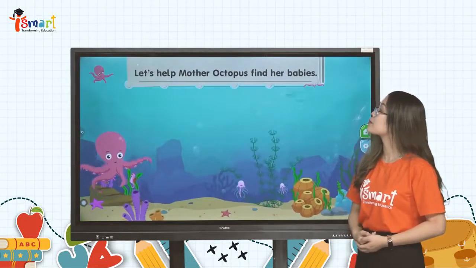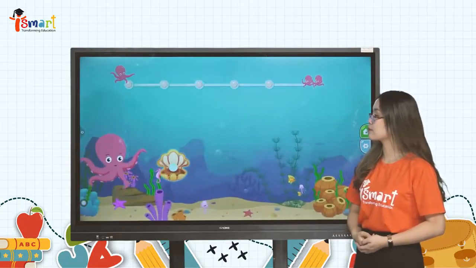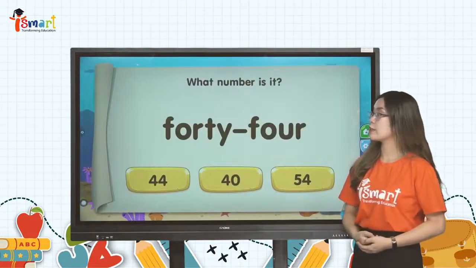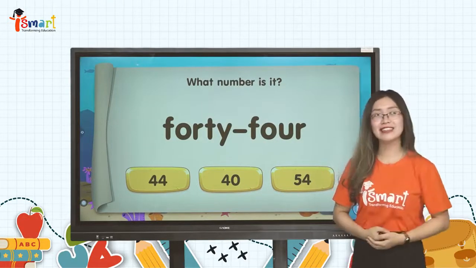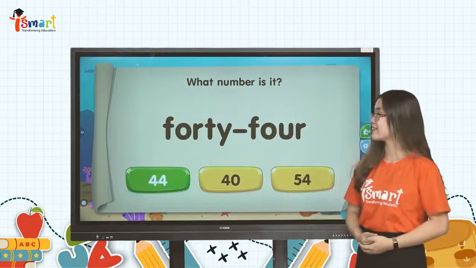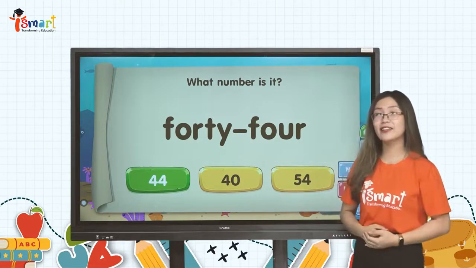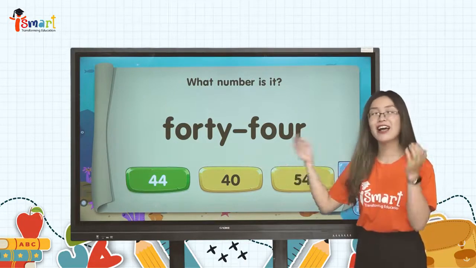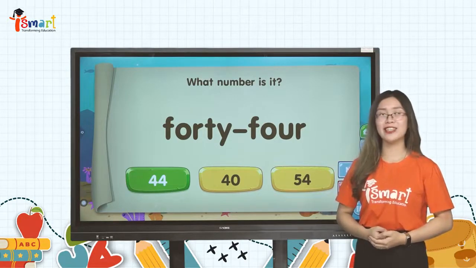Let's help Mother Octopus find her babies. What number is it? Who can? Can you please? Great. This is number 44. Now, the whole class, can you say your answer? It is number... Yes, wonderful. Now, let's look at the screen and answer more questions.